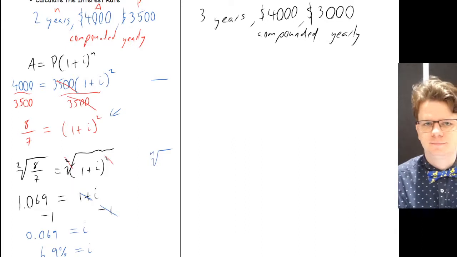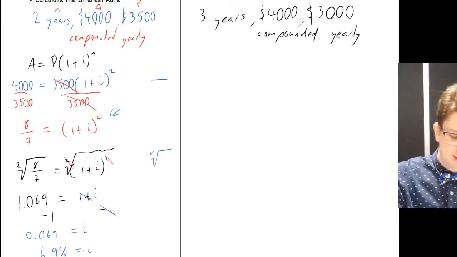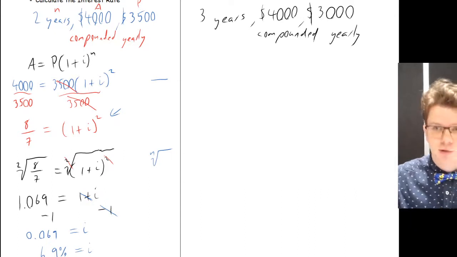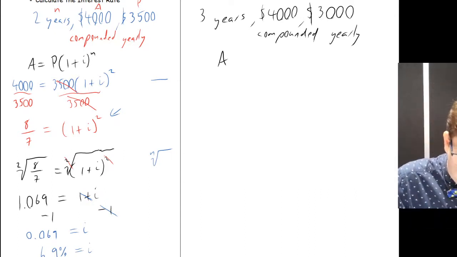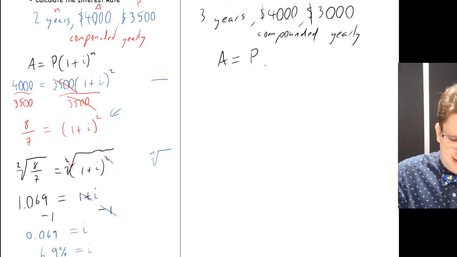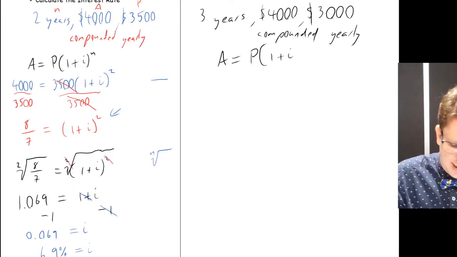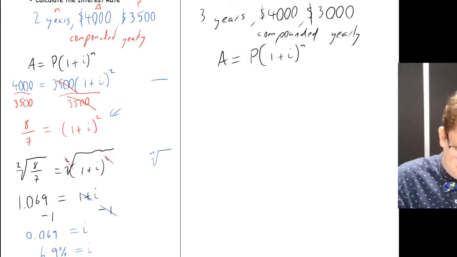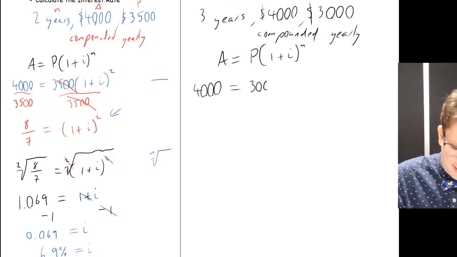Pause here, see how you go. Alright, so this one is a little bit trickier. This whole process is not easy, but it is the same every time. 1 plus i to the power of n. 4,000 is equal to 3,000.